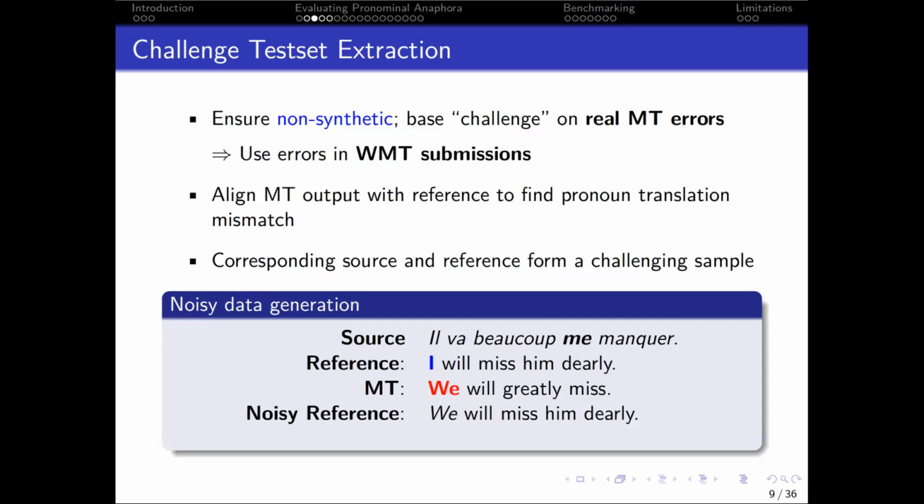We also generate something called a noisy reference, where we replace the correct pronoun in the reference with the incorrect pronoun that the MT system has produced. So basically, the only error in the noisy reference will be the pronoun translation. I'll talk a little bit more about why we do this, but mainly we use this for evaluation and to conduct a user study.